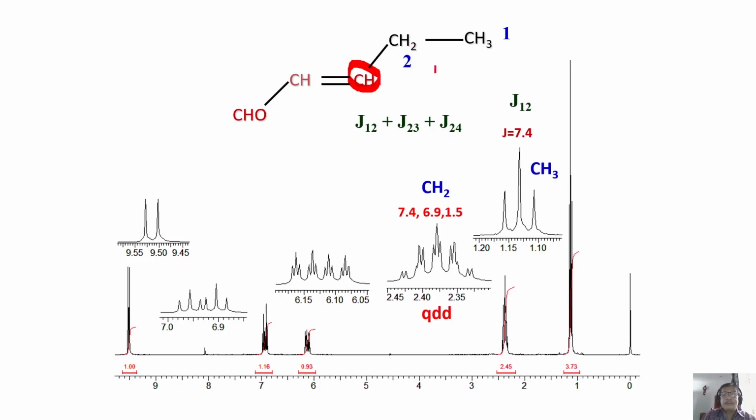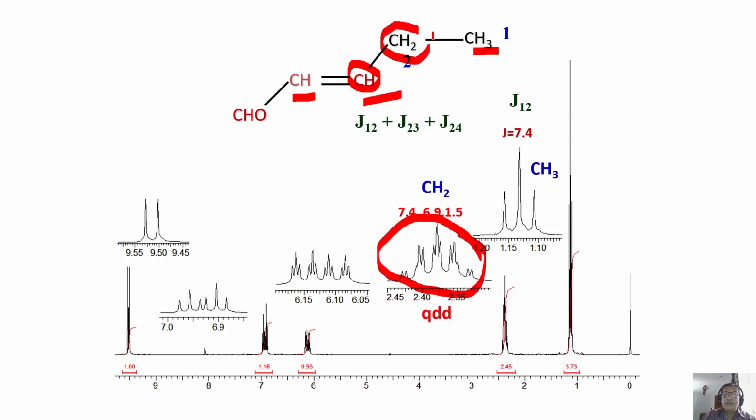Which proton am I talking about? This proton, CH2. It is going to be a quartet because of this, and a doublet because of this, and a further doublet because of a long range coupling with this. As a consequence, this becomes a quartet of doublets of doublets.